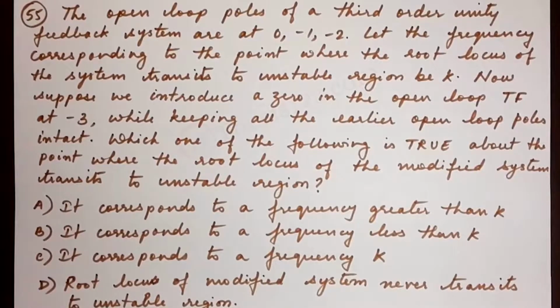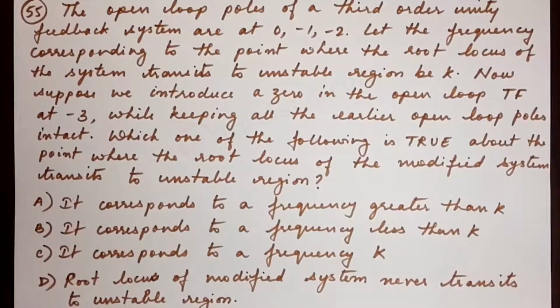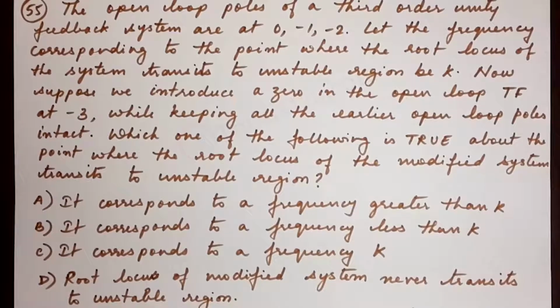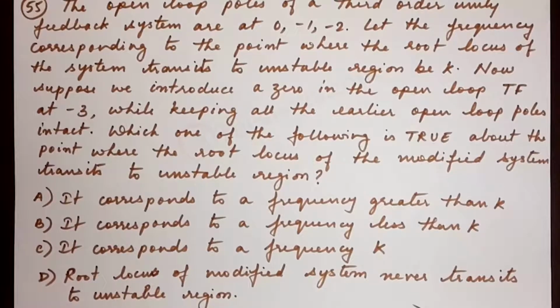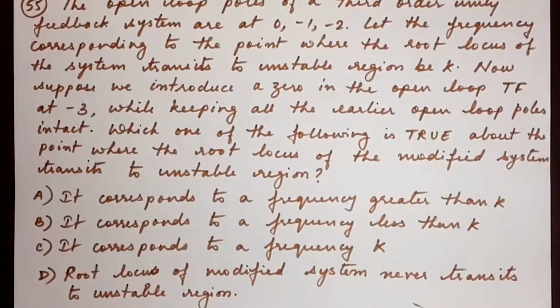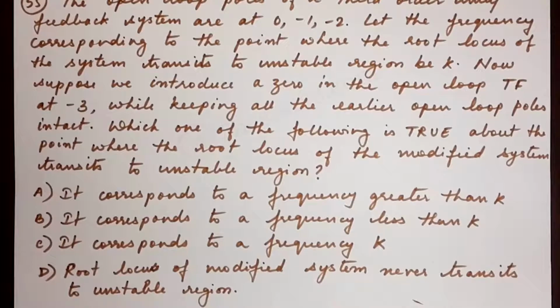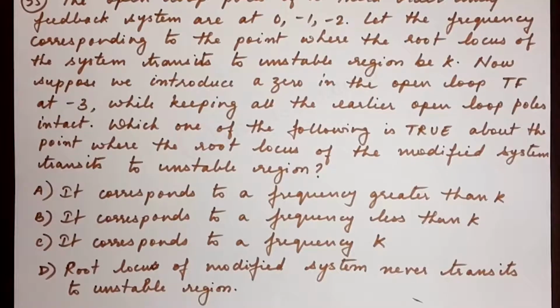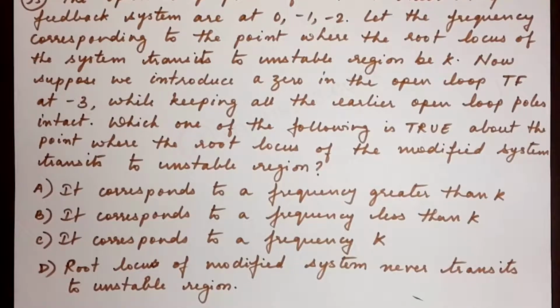Okay, so here's our next question, number 55. The open loop poles of a third order unity feedback system are at 0, -1 and -2. Let the frequency corresponding to the point where the root locus of the system transits to unstable region be k. Now suppose we introduce a 0 in the open loop transfer function at -3, while keeping all the earlier open loop poles intact. Which one of the following is true about the point where the root locus of the modified system transits to unstable region?